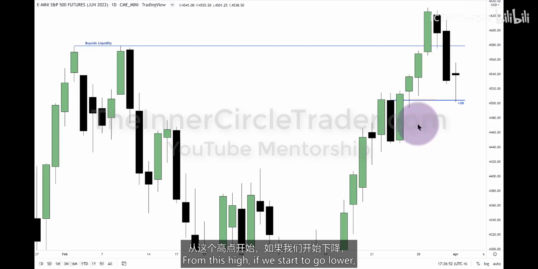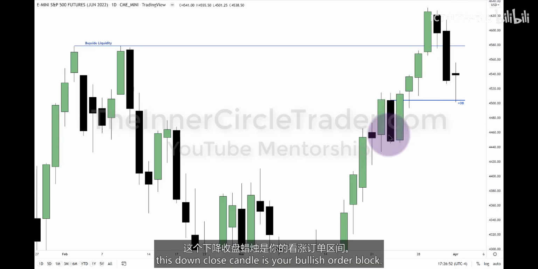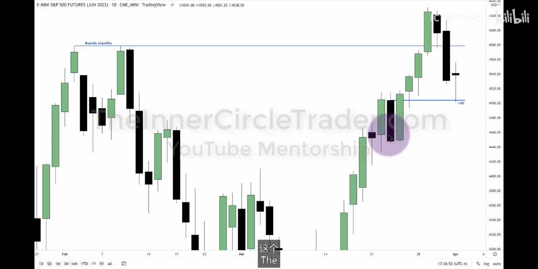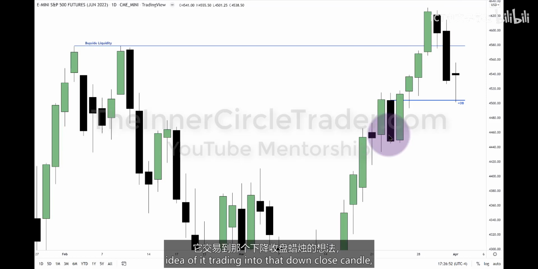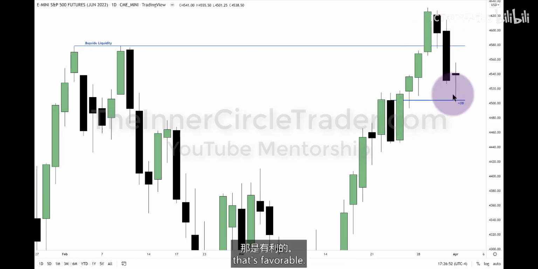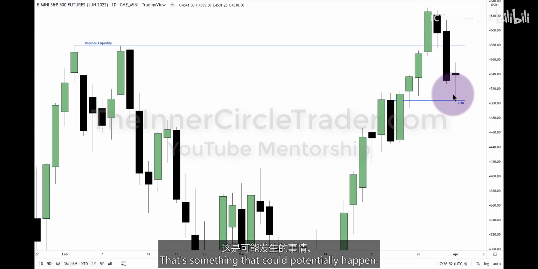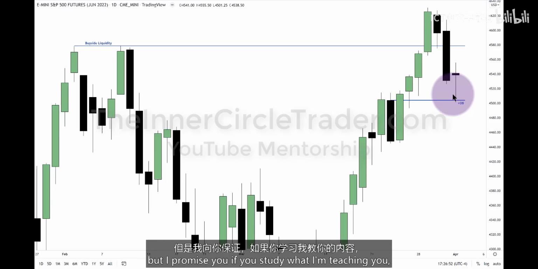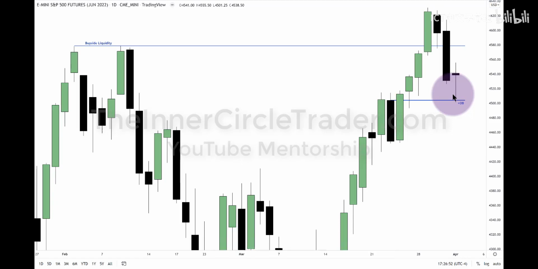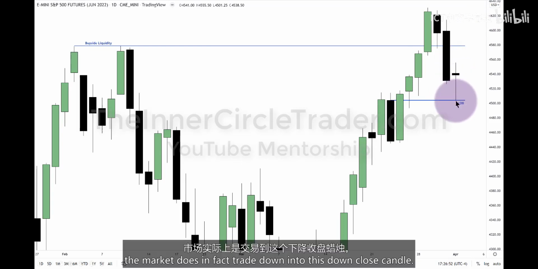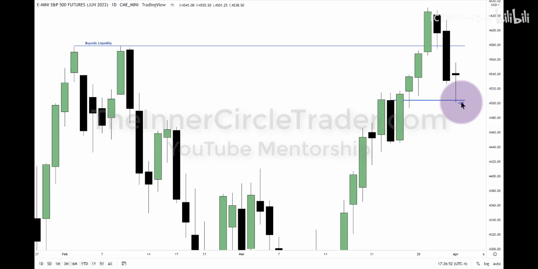From this high, if we start to go lower, this down close candle is your bullish order block. The idea of it trading into that down close candle, once it goes above these highs, that's favorable. That's something that could potentially happen. Now, obviously, I have the benefit of hindsight here, but I promise you, if you study what I'm teaching you, you'll see this repeating. So the market does, in fact, trade down into this down close candle.